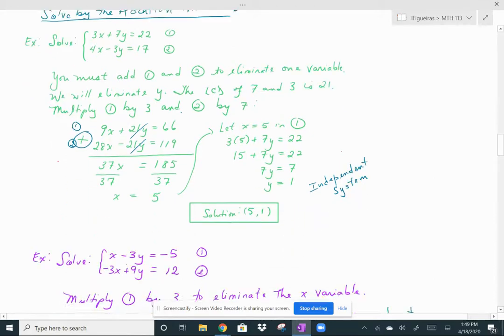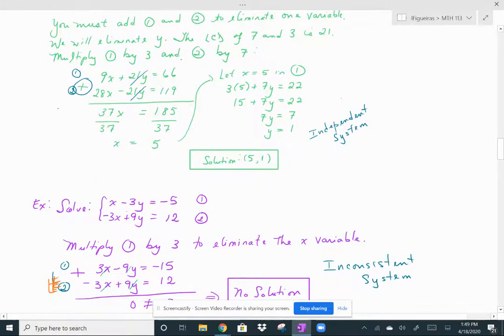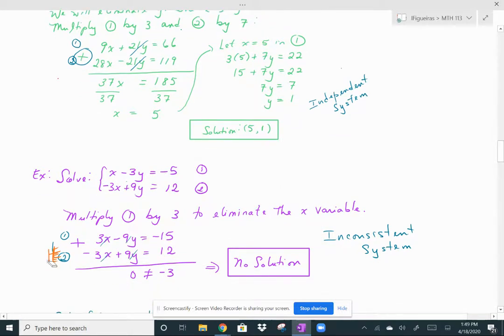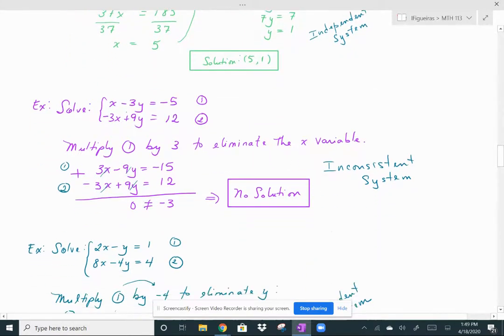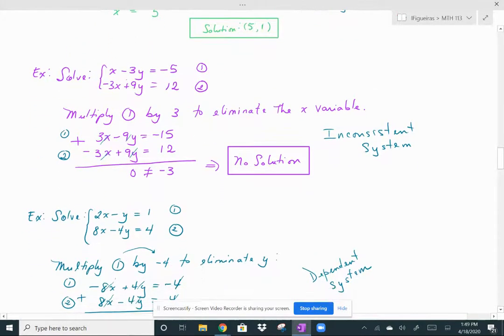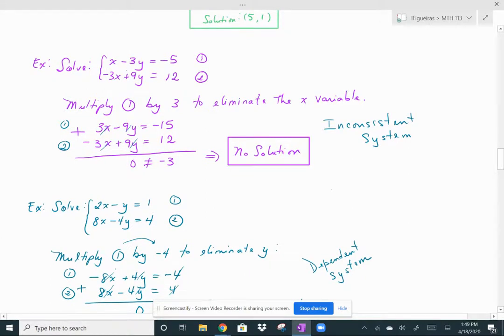All right, let's do another example with the addition method. We have to solve x minus 3y equals negative 5. I'll call that equation 1. And negative 3x plus 9y equals 12. That's equation 2. So as I mentioned before, you need to eliminate one of the variables. This time I want to eliminate my x's.